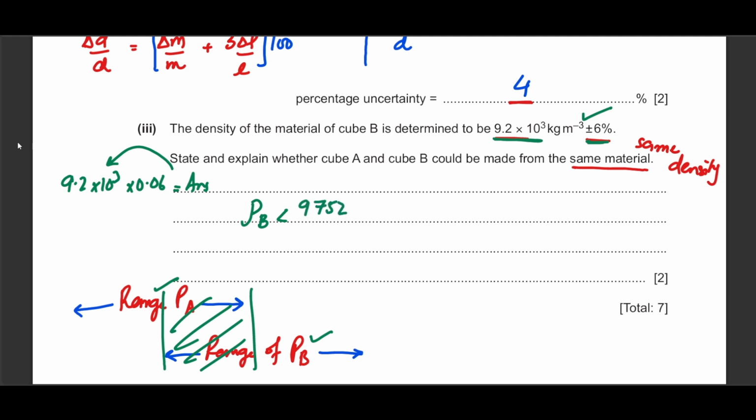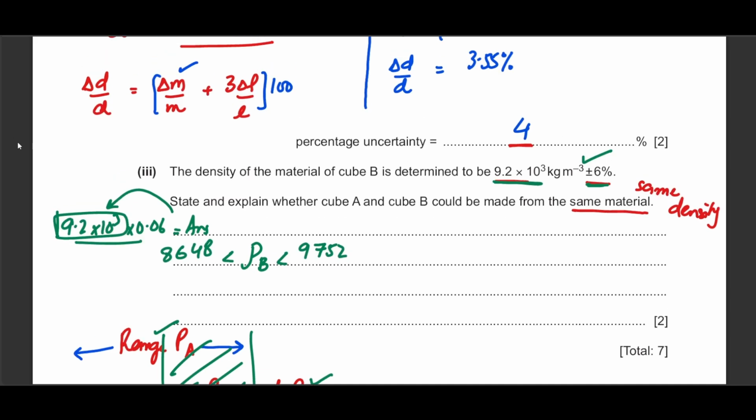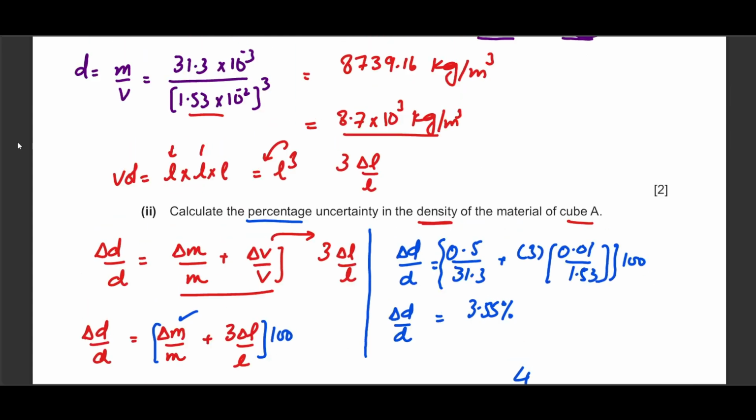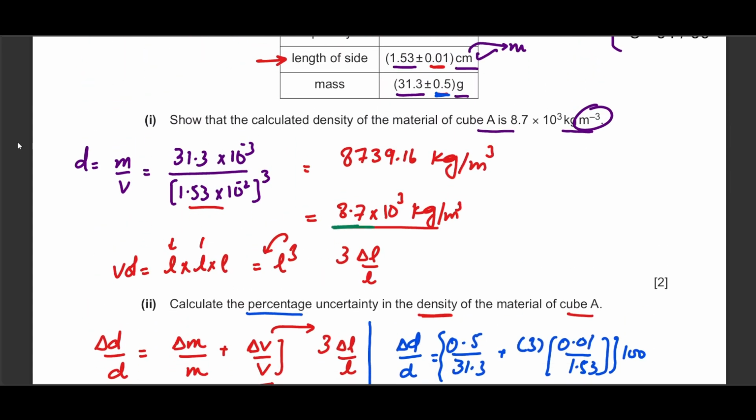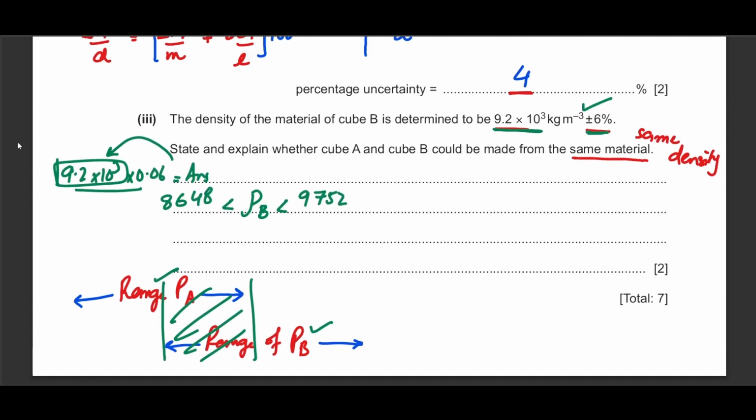So the range of density of cube B at this point for me is 9752. And the smallest value, after multiplying this answer and then subtracting it from this to get the lowest value, my smallest range is 8648. Now I can see very clearly that 8648 and this is 8.7, it falls in the same category, or it falls in the same range. I can find that the density of A will be somewhere along this line, or at this point. If I draw a number line, it will be somewhere along this point. Now, based on this idea, I can conclude that they are made from the same material.